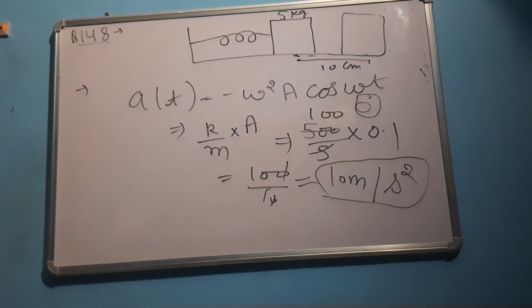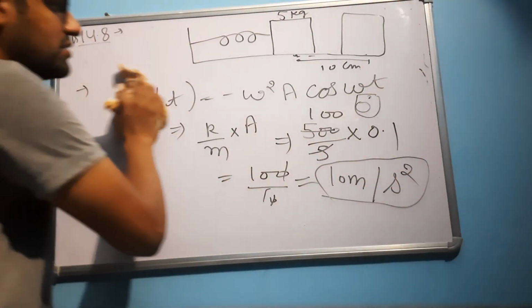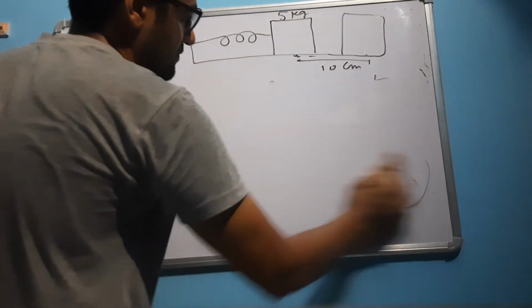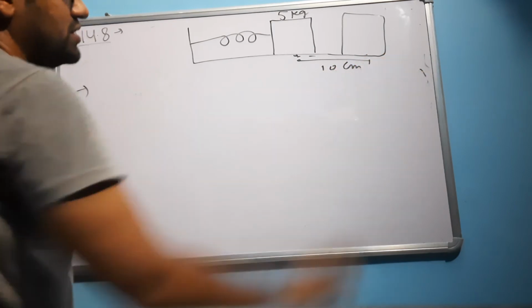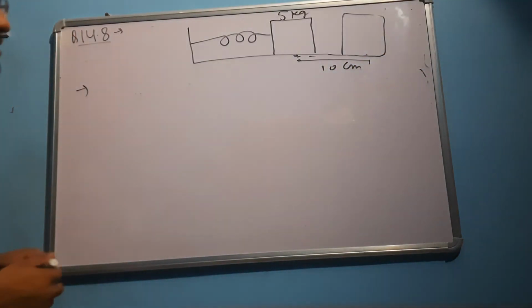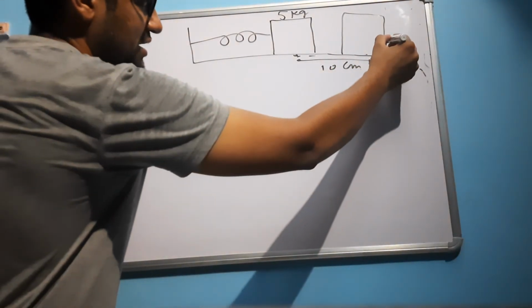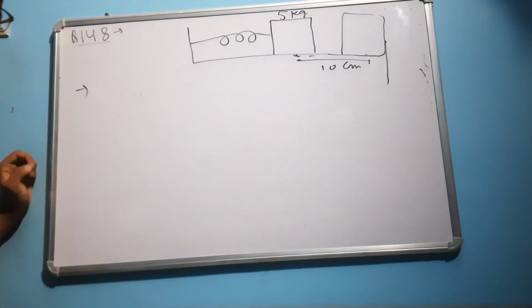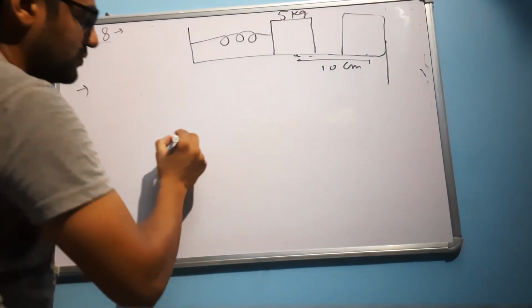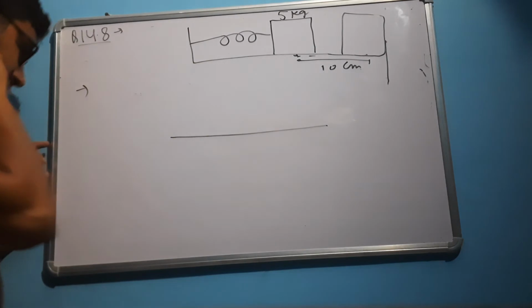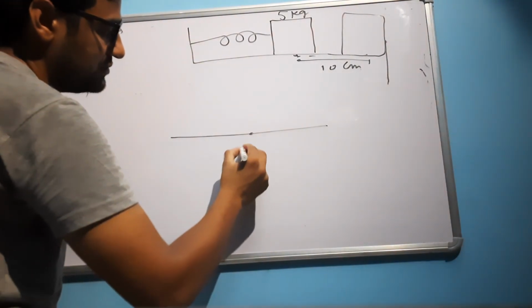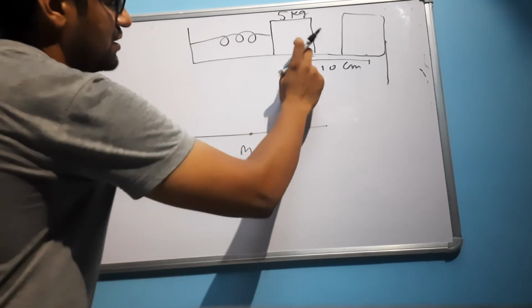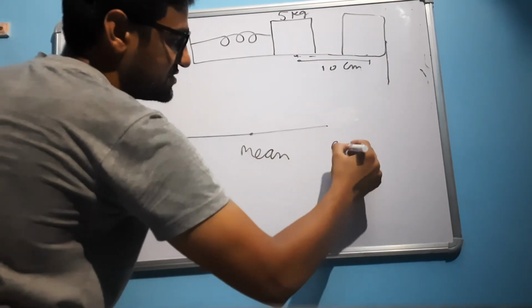Where will it be? In this spring we have released it from here. The maximum acceleration is at the extremities where velocity is 0. Consider this: here this is our mean position, and these are the extremities.